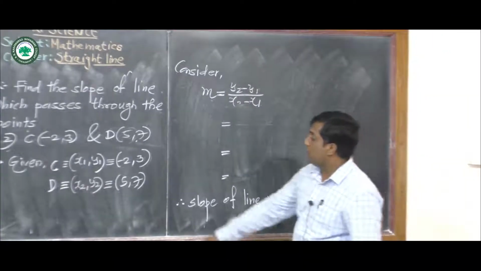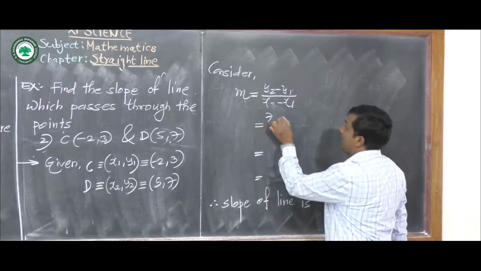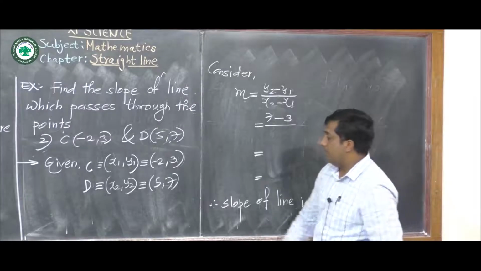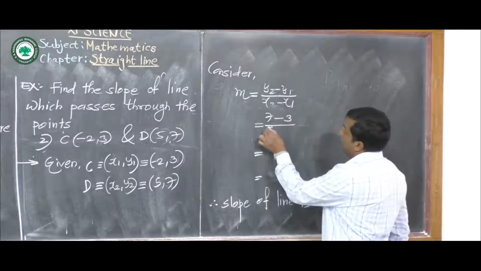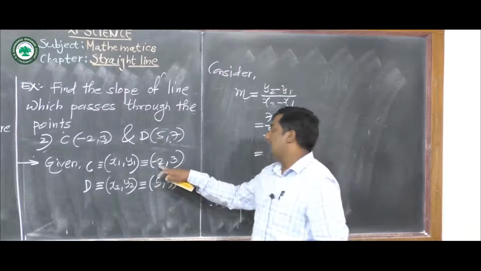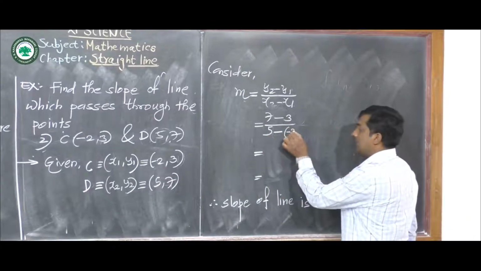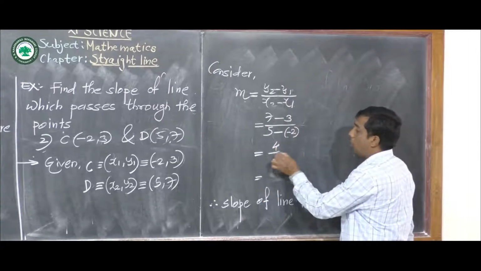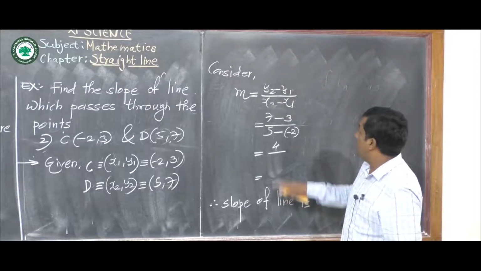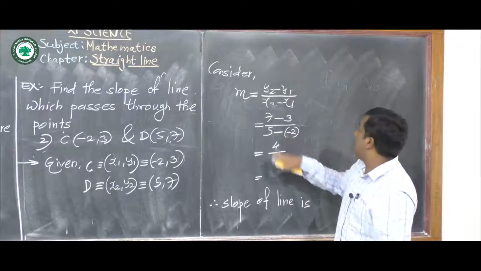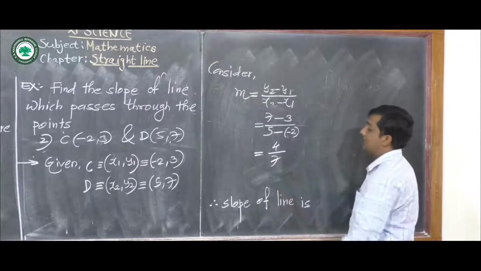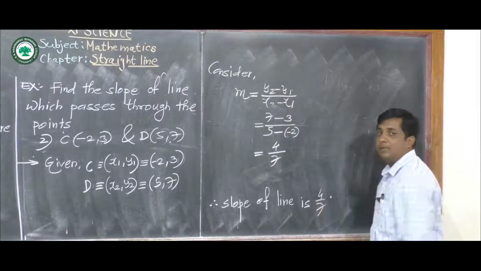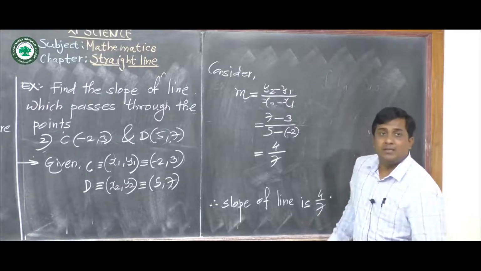Okay, here y2 is 7, so 7 minus y1, which is 3, divided by x2, which is 5, minus x1, which is -2. Now 7 minus 3 is 4, divided by, we know minus of minus is plus, 5 plus 2 is 7. Therefore the slope of the line is 4 by 7.